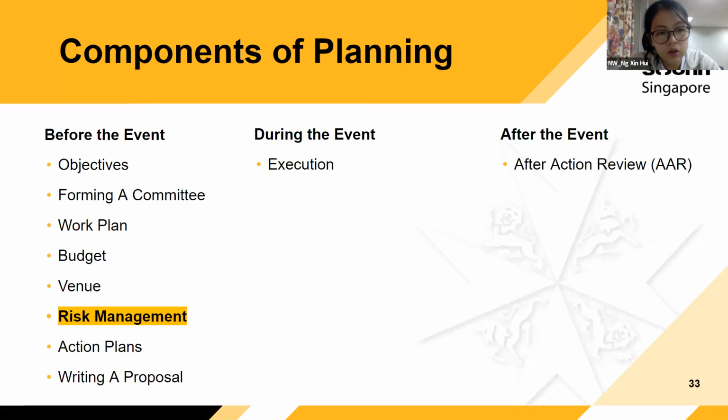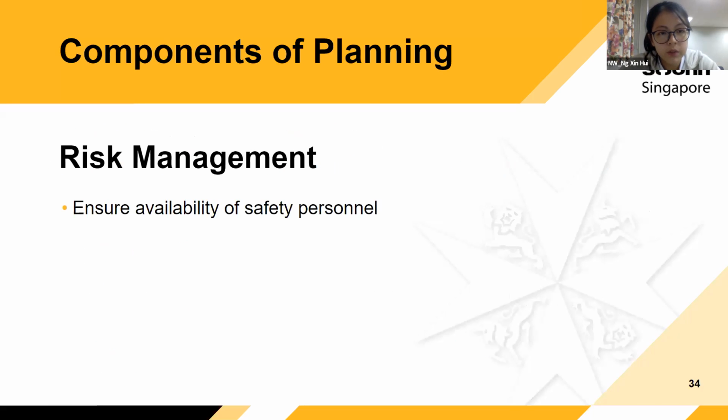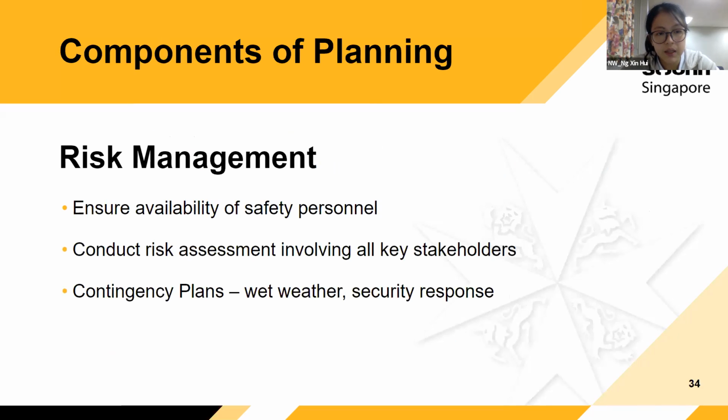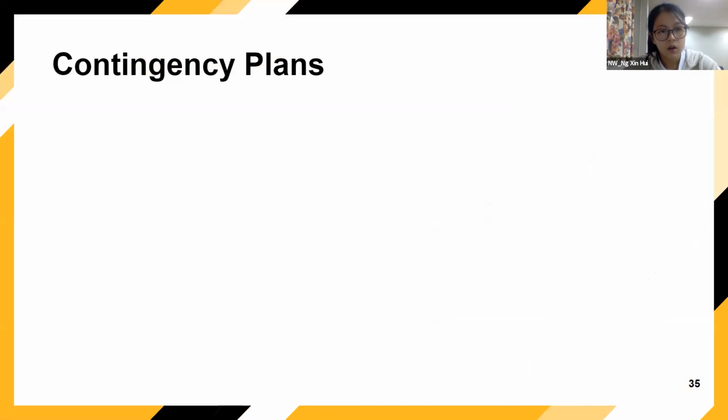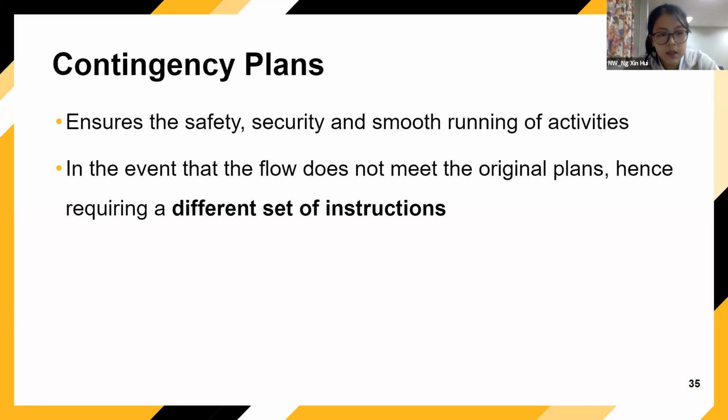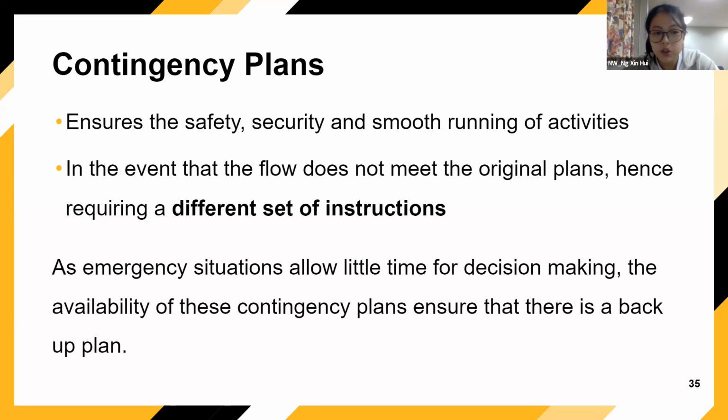Now I'll be moving on to risk management. So risk management ensures availability of safety personnel, assess risk involving all key stakeholders, and includes contingency plans should certain situations occur. So contingency plans are plan Bs in the event emergency situations occur. A different set of instructions should be ready since emergency situations allow little time for decision making.